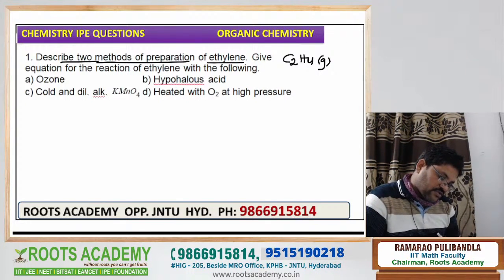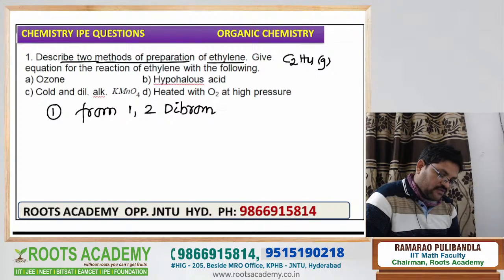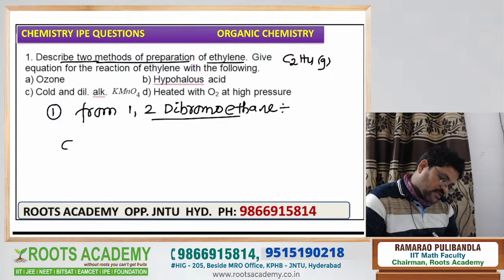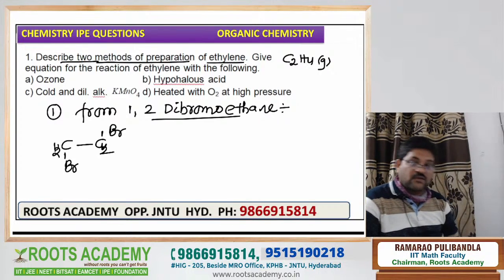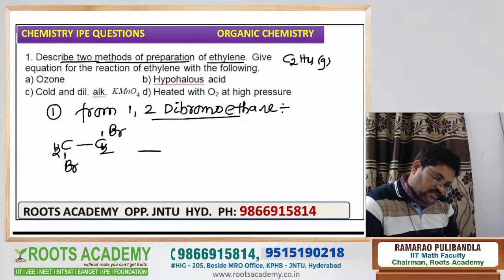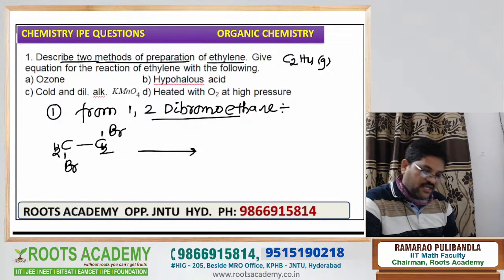First one. The first reaction is very easy. Organic chemistry is somewhat difficult, listen carefully. First preparation is from 1,2-dibromoethane. 1,2-dibromoethane has CH2Br, single bond, CH2Br. Now to this, heat with what? Alcoholic KOH.